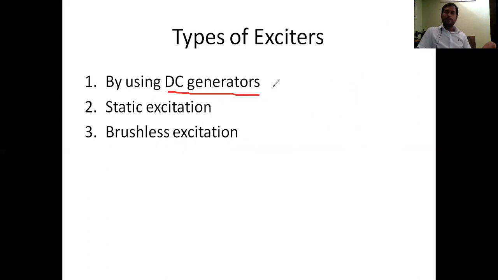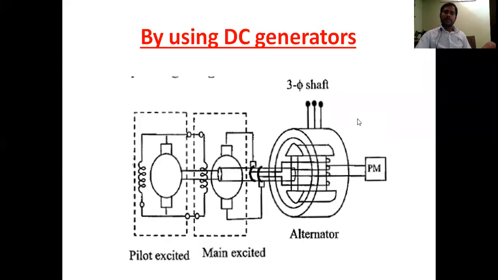This is mostly used in wind or non-renewable energy sources. So let us discuss one by one. The first one is a DC generator. This is very easy. This is the field of the DC generator, and the rotor of the DC generator. This shaft is connected through the shaft.